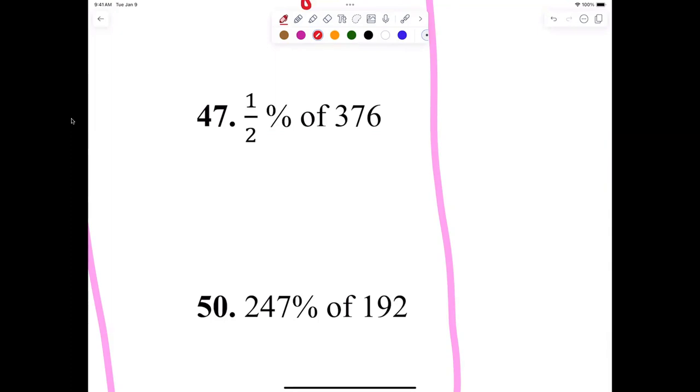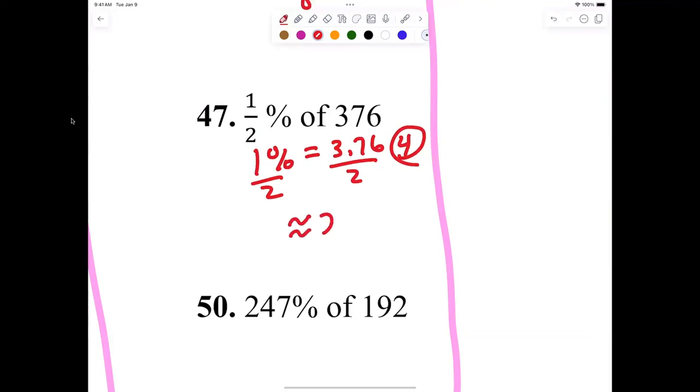Ella, I thought the answer was 2 because I ran half of the 1. Nice work. 1% is 3.76. Very nice. But now, does everybody agree? 1% is 3.76. Do we all agree? So we want to divide that by 2. My explanation was I don't feel like doing half of 3.76, so I just made that number what? 4. And then half of 4 is what? 2. So it's approximately 2.